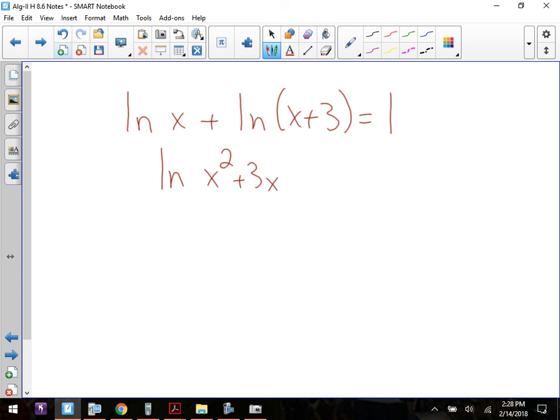What's natural log as log base? E. Natural log is the exact same thing as saying log base E of all this stuff here. Which means, what do I have to do to both sides? We have to E it.